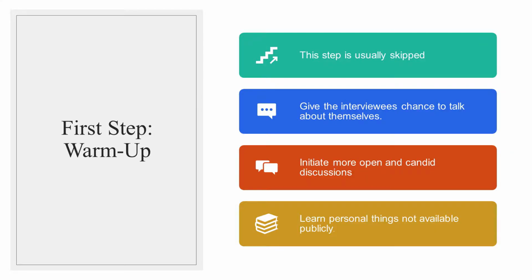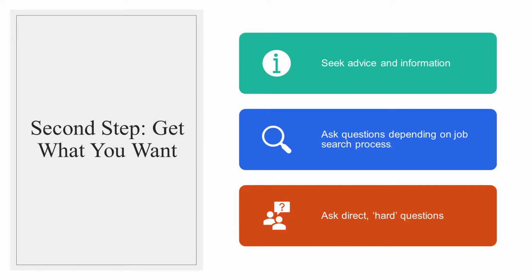The first step, warming up, is a step that is usually skipped by students because they think they are limited by the time and they want to get as much out of the allotted time as possible, and that is a mistake because they don't give the interviewees a chance to speak about themselves to open them up for more honest, candid discussion. Letting the interviewees talk about themselves can let them feel more comfortable, more connected to you, and you can learn personal things that are not available publicly. So, if you carry out the first step right, the second step will be a lot smoother.